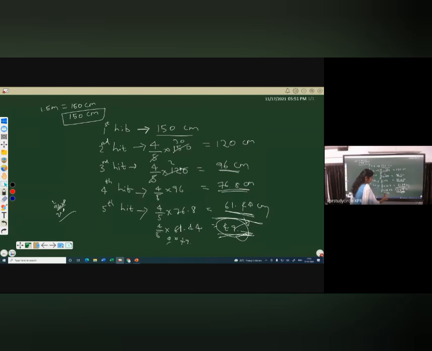I cannot calculate 4/5 of 49 point something because the ball does not bounce further if the previous height is less than 50 centimeters. So the answer is 1, 2, 3, 4, 5 and 6.